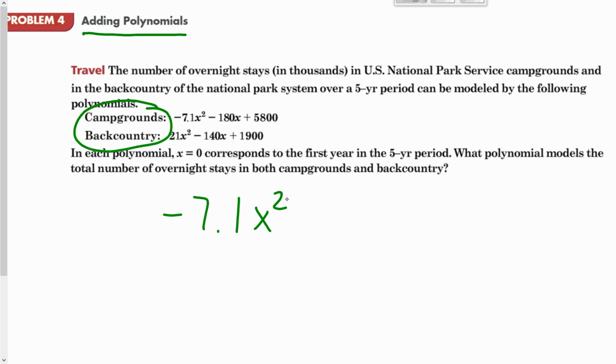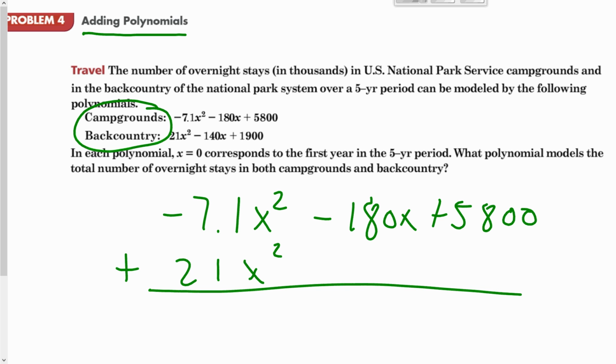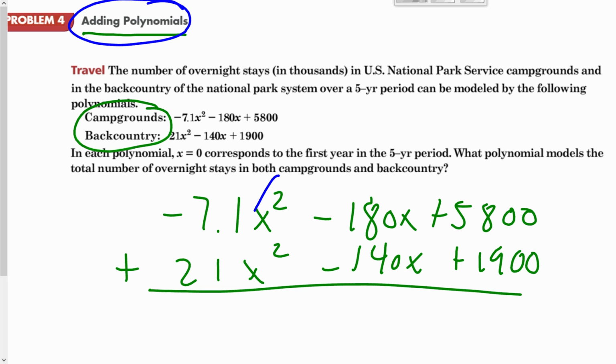So I'm just taking negative 7.1x squared minus 180x plus 5,800, and I'm adding that with 21x squared minus 140x plus 1,900. So here I'm looking for like terms to add. These both have x squared, so I can add minus 7.1 plus 21. Since one's negative, one's positive, we're really going to be subtracting these. Then I just take the sign of the bigger number. So 21 minus 7.1 is 13.9. And I don't do anything with my terms, I just leave it as an x squared. And the 21 is bigger, so I take the sign of the bigger number, which is positive.